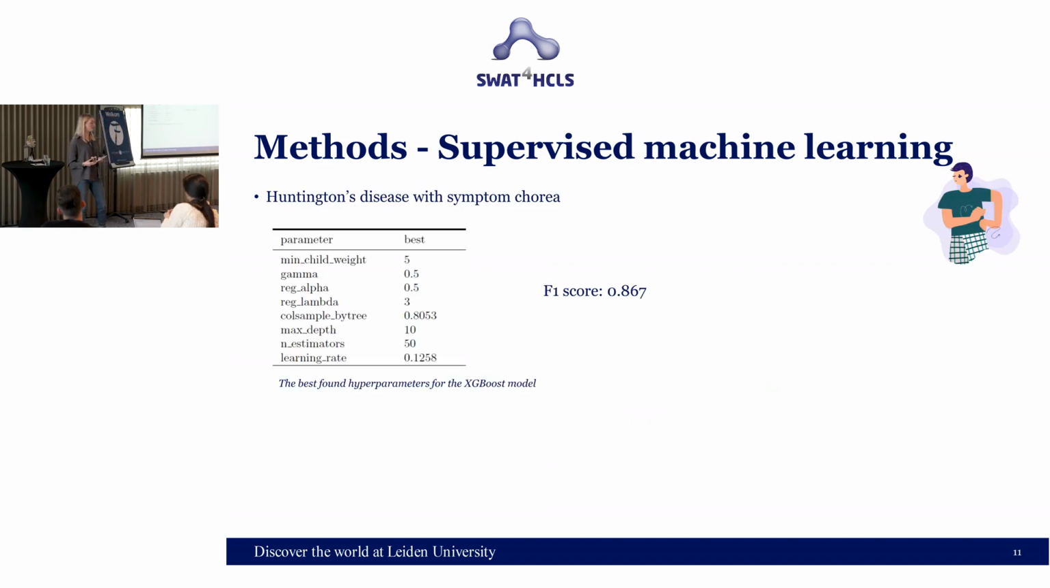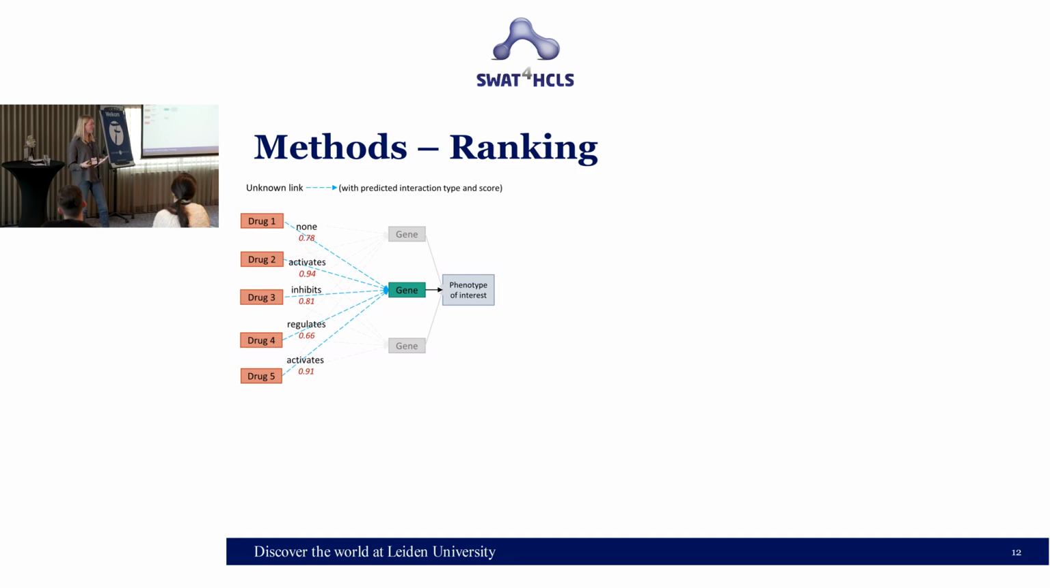For our use case, these were the best found hyperparameters, which resulted in an F1 score of 0.867. So now we have one link between every drug and gene of interest. We have the predicted interaction type and the score.